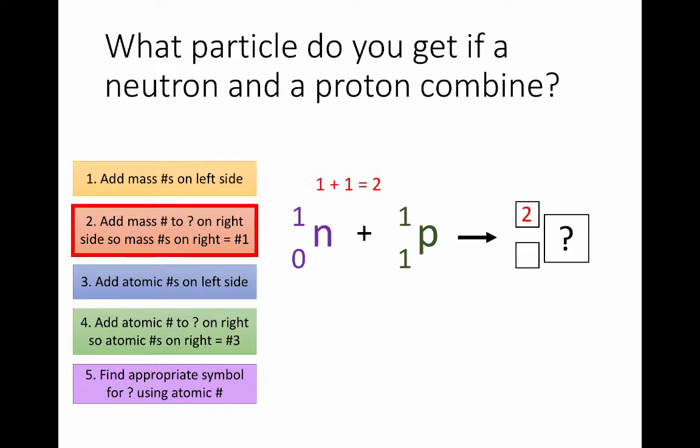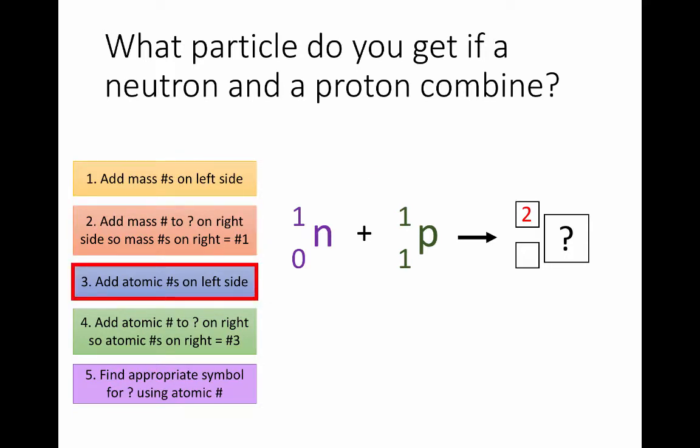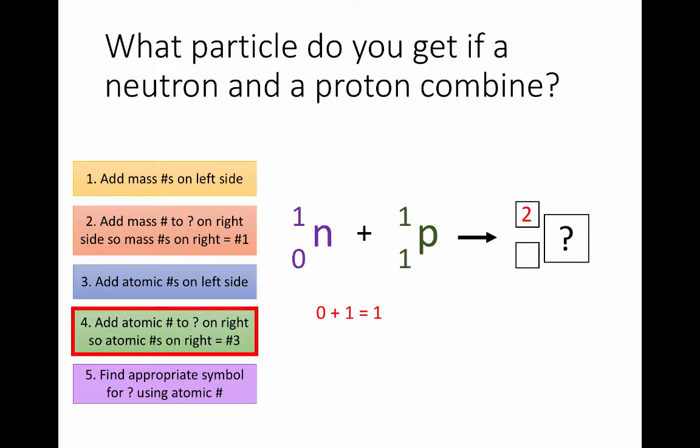Now let's look at the atomic numbers. Add up the atomic numbers on the left side. Well, our atomic numbers on the left side, we have a 0 and a 1. 0 plus 1 is 1. Now we're going to find the atomic number of our mystery thing, and that has to be equal to the sum of the atomic numbers on the left side, which is 1. Okay, so now we have something which has a mass number of 2 and atomic number of 1.